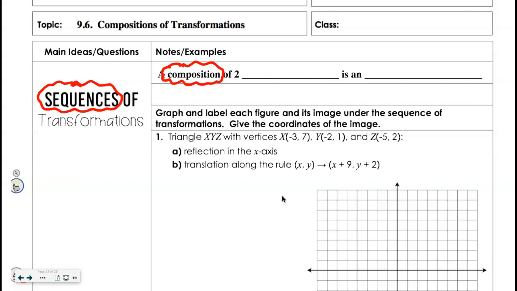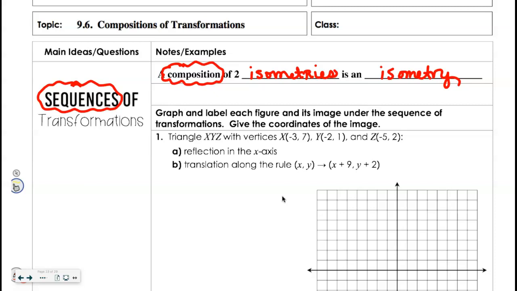But the first thing is that a composition of two isometries, so we need to remember what that word means. An isometry preserves both the size and the shape. It keeps things congruent. If your composition of two isometries, which means if you have a reflection followed by a turn, your figure should be the exact same size and shape. If you do a reflection followed by a slide, they should be the exact same size and shape.